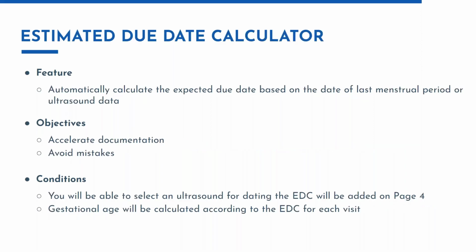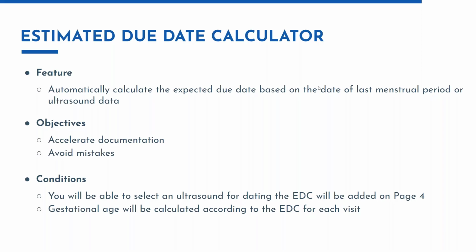The third feature, and I think it's my favorite and it might be your favorite too, is that we included an estimated due date calculator. So we'll automatically calculate the estimated due date of the patient, either based on the date of last menstrual period or based on the ultrasound data, depending on where we're at during the pregnancy. And two main objectives of that: first of all, obviously, is to accelerate documentation, so you won't have to be doing that calculation manually. And since the calculation will be automatic, it'll also avoid mistakes.